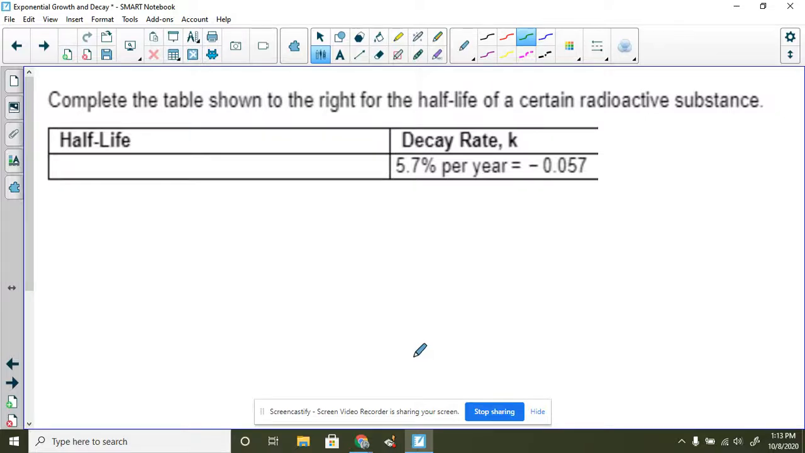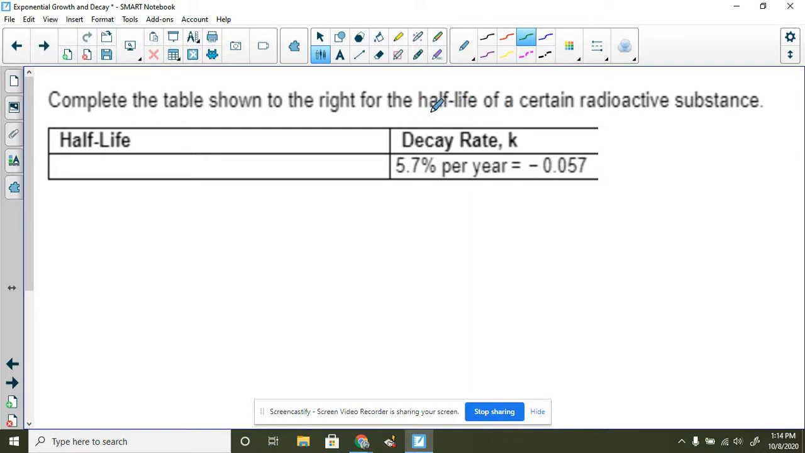Okay, this is one of my favorite questions. It really gets you thinking. It's a half-life question, right? So I'm kind of borrowing this from MathXL right now. Complete the table shown to the right for the half-life of a certain radioactive substance.